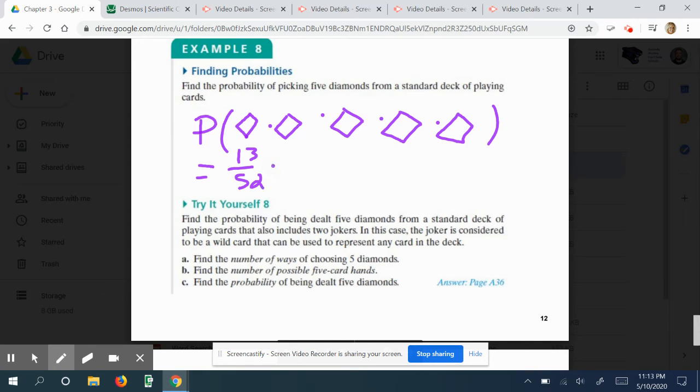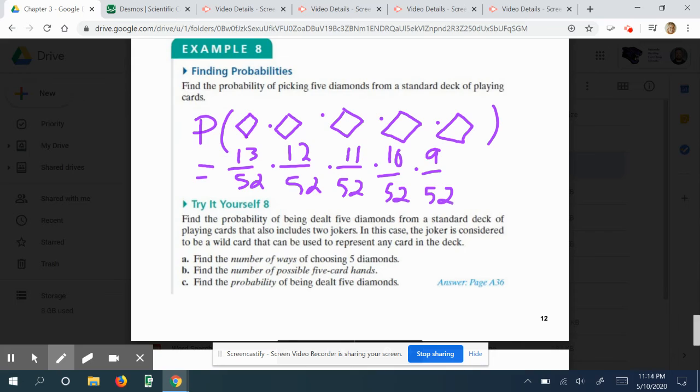Probability of the first diamond is going to be 13 out of 52, right? There's 52 cards. Then the next, okay, notice it says picking 5 diamonds, and basically they're not saying one is going to be replaced, right? It doesn't say replaced, so we can assume that they're gone. Then the next diamond will be 12 out of 51. Next will be 11 out of 50. And finally, the last one will be 9 out of 52, right?